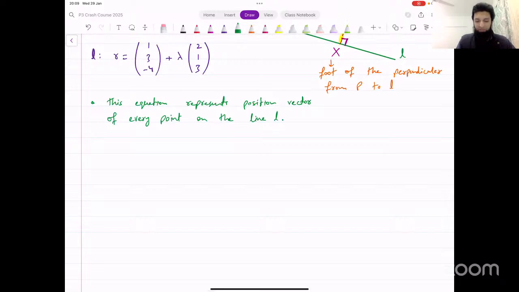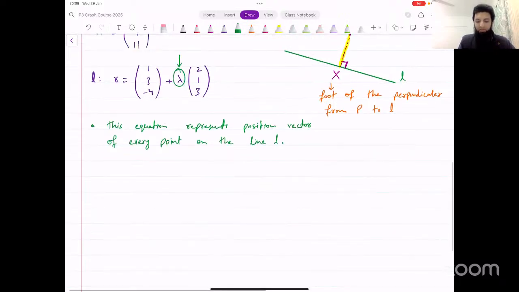What's the difference? The value of lambda. So if you input one value of lambda, you'll get 1 point. If you input another value of lambda, you get another point. And for some value of lambda, you would get X as well, right? But every single point on the line is represented by this equation. Now, X is also a point on this line.